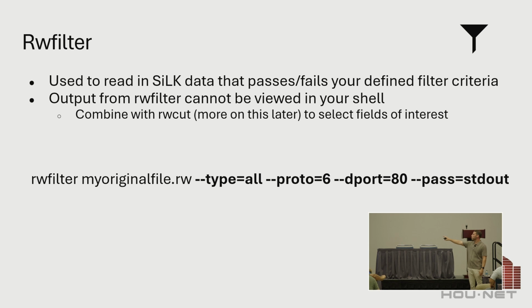So this is my filter. I'm going to look for all communication, multicast, broadcast, whatever the case is. I want all of it. I want the protocol to be TCP, protocol 6, and destination port 80. And I'm going to have whatever passes that filter go out on standard out.